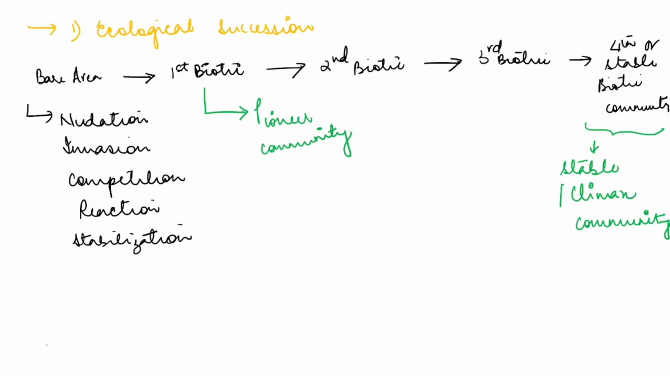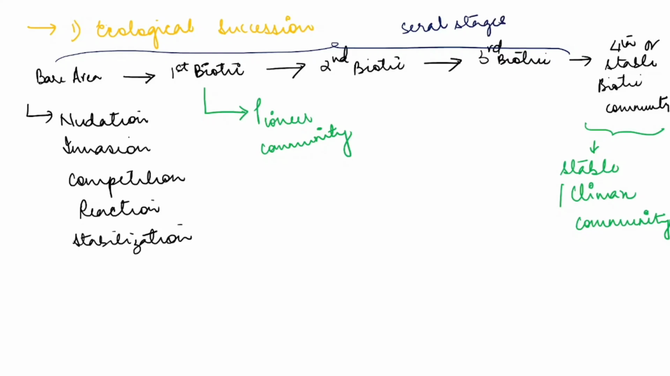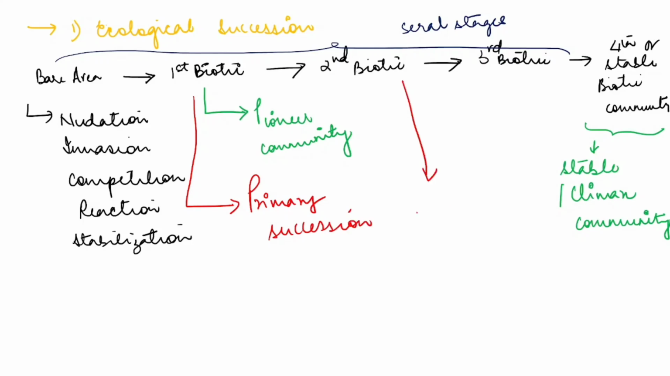Clear? Yes. And these transitional changes from the bare area, we call them several stages. Another thing here, this is the first species, so we also call it primary succession, and this one second, so we call it secondary succession. Clear? This is what we have seen.